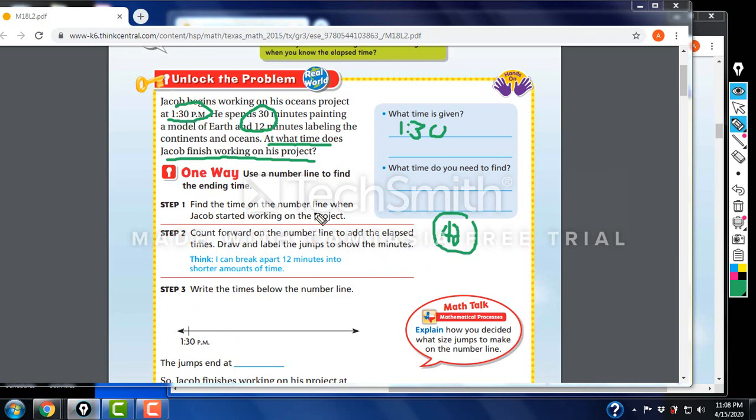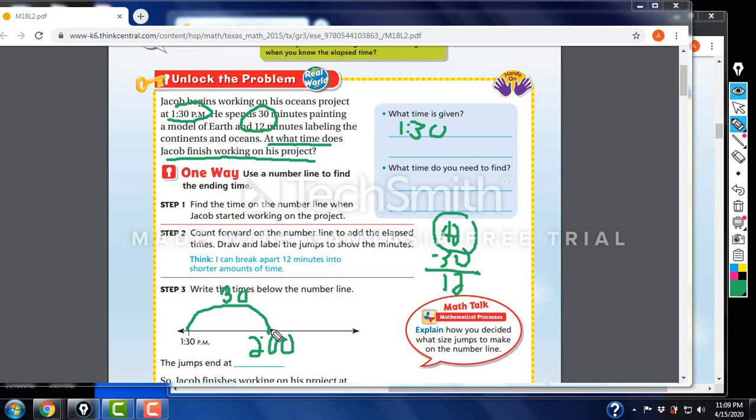So we want to know what time he finished. So from 1:30, we're going to add, so now we just jump. So we know we're going to have to jump 30 minutes. So if we jump 30 minutes, 1:30 is going to take us to 2 o'clock. Okay? And that's 30 minutes. That's this jump here. Okay? We subtract 30 from this one. We know we're left with 12 minutes.